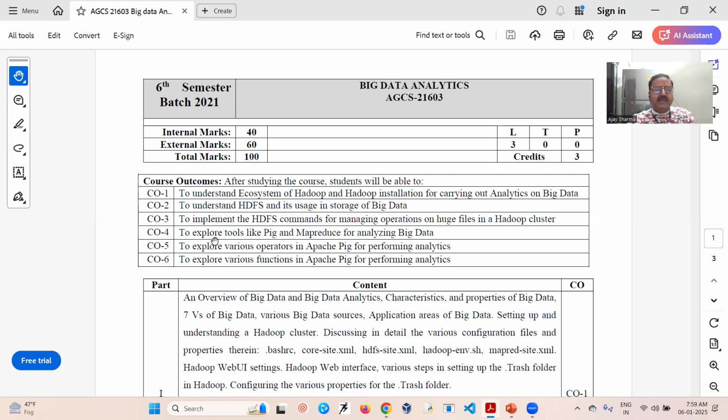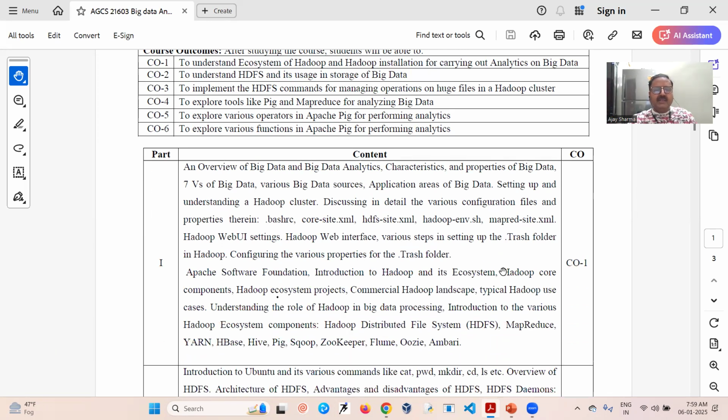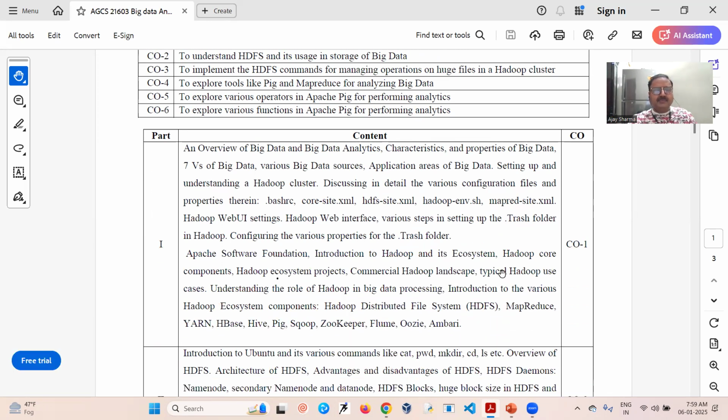CO4 would be highlighting the tools like Pig and MapReduce for analyzing big data. CO5 would be there to explore various operators in Apache Pig for performing analytics. CO6 would be handling the various functions that we use in Apache Pig for performing analytics. Here is a detailed summary of all the things that we are going to learn in the various COs.